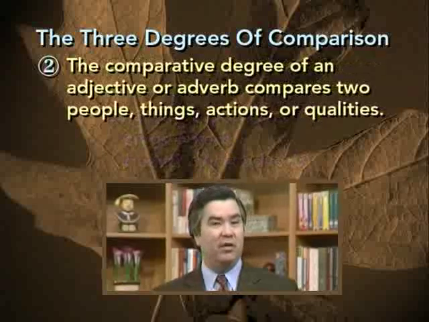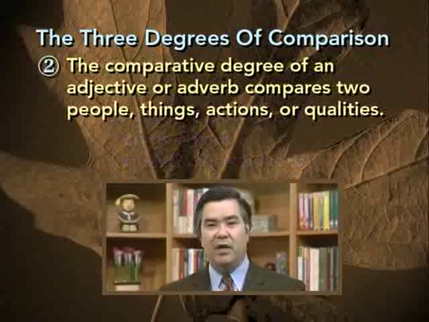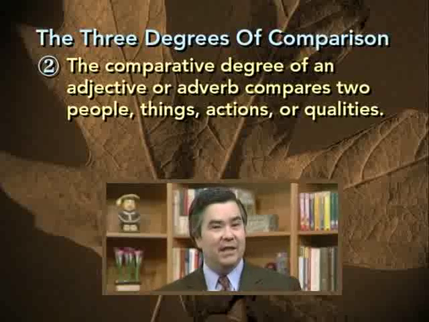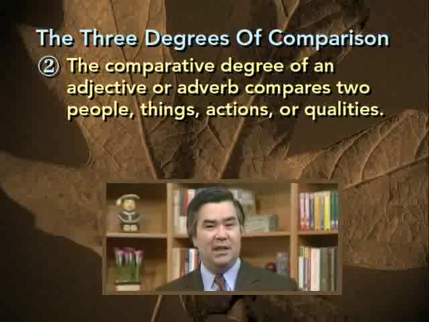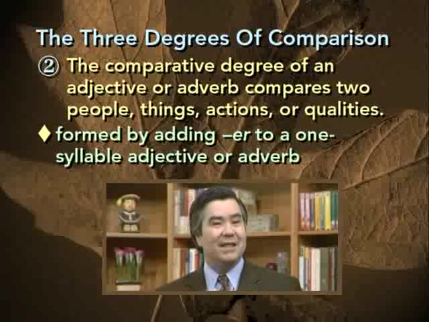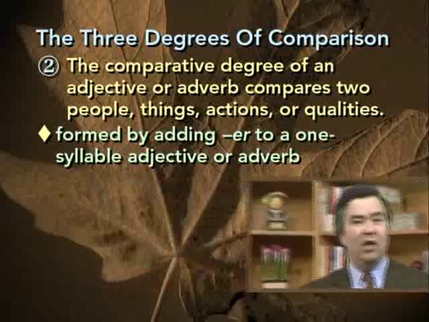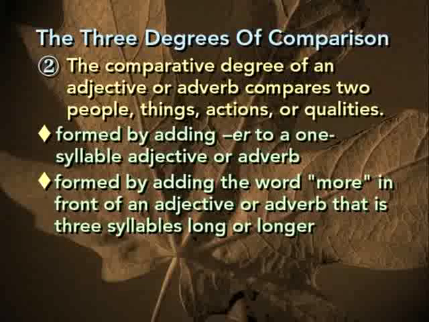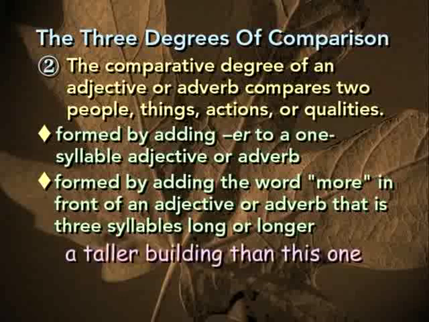Next, the comparative degree. The comparative degree of an adjective or adverb compares 2 people, things, actions, or qualities. It's formed in one of two ways. It can be formed by adding the letters ER onto a one-syllable adjective or adverb. Or it can be formed by adding the word more in front of an adjective or adverb that is 3 syllables long or longer. Let's take a look at some examples. A taller building than this one.